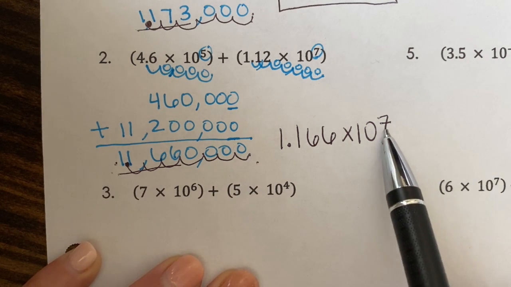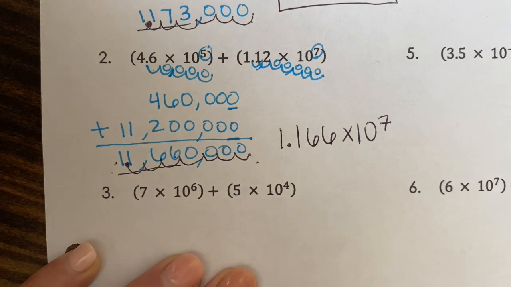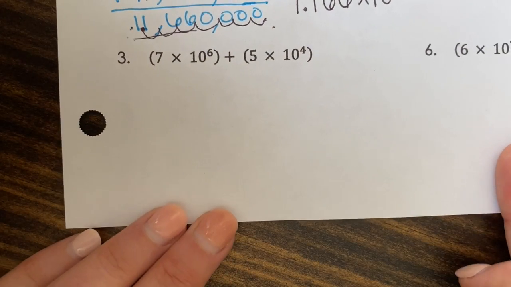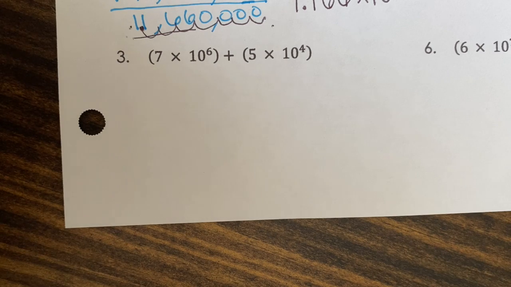11,660,000 is a really big number, so that's going to stay positive. All right, so go ahead. You try number 3. I'll give you a little bit of time, but if you need to pause, go ahead and pause.